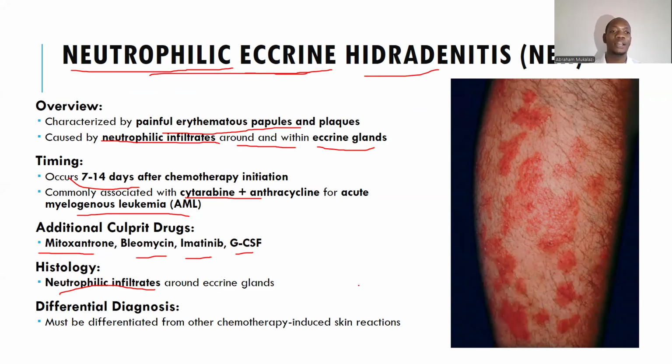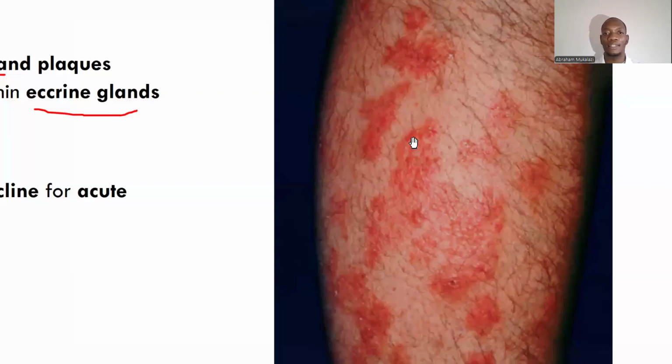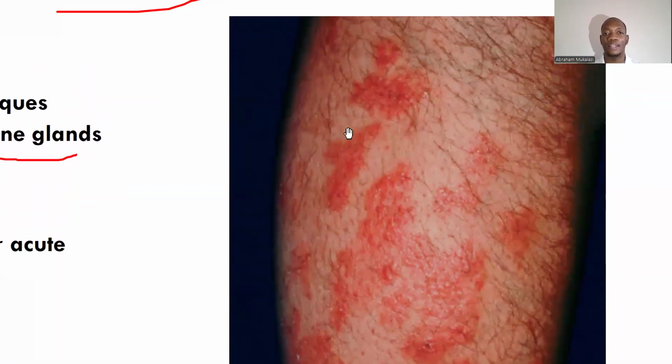If it is a papule, that means that it will be interfollicular, not from the hair follicle, because the eccrine glands are well arranged between the hair follicles. So the papule will be interfollicular, not follicular. The differentials include other chemotherapy-induced skin reactions. This is how it will appear, as if I can zoom in for you. Someone has these erythematous plaques and papules that, if you magnify more, are usually in between the hair follicles. That is what we call the neutrophilic eccrine hidradenitis.